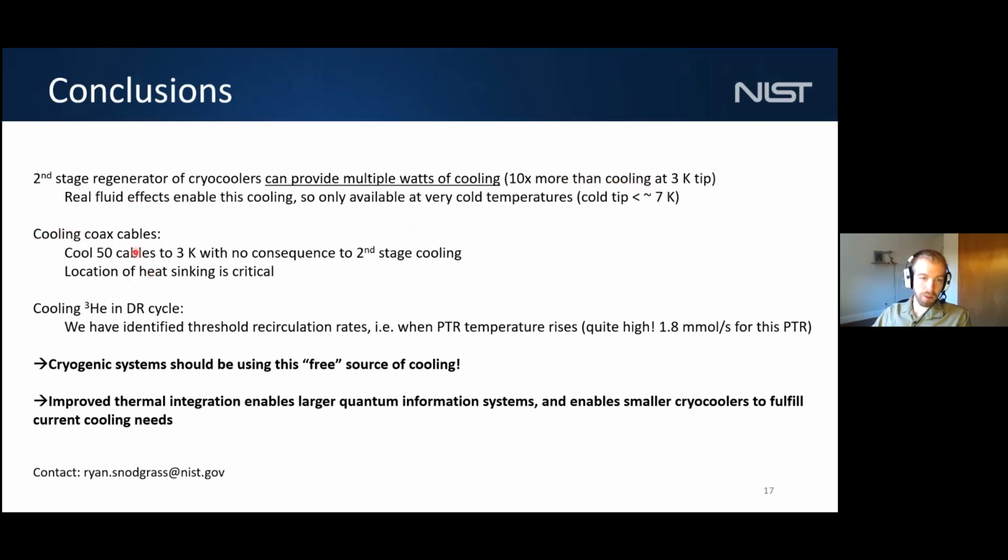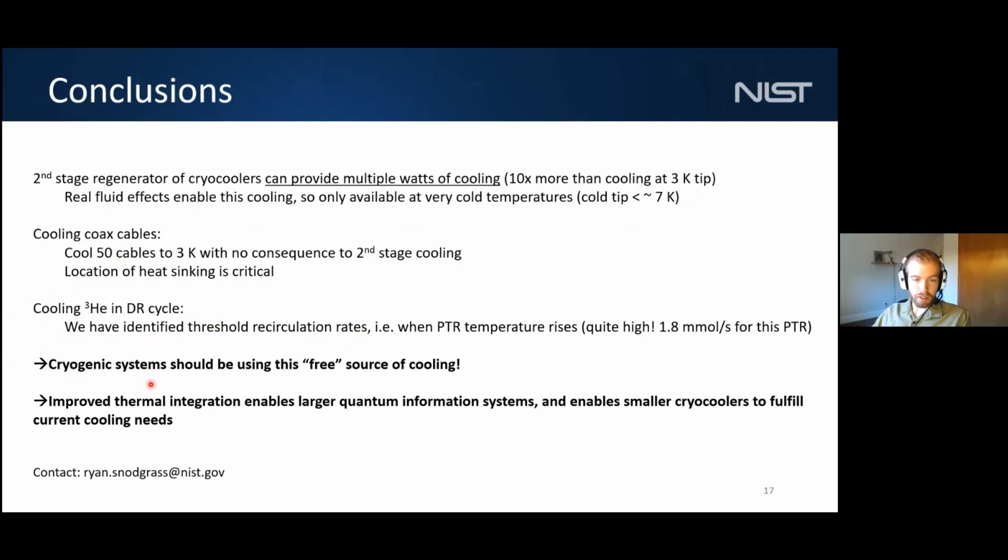We showed that you can cool many coaxial cables. You can cool 50 cables to 3 Kelvin with no consequence to second stage cooling, but the location of that heat sinking is critical. And then we showed you can cool a large amount of helium-3 for a dilution refrigerator cycle, and we identified the highest amount of flow rate before the temperature of the pulse tube refrigerator would rise.